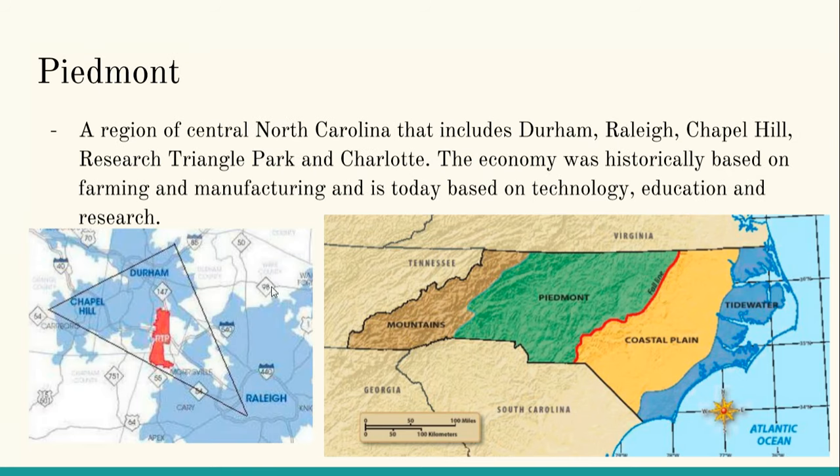Next is the Piedmont. Piedmont includes Research Triangle and RTP. The central part of North Carolina includes Durham, Raleigh, Chapel Hill, RTP, and Charlotte. The economy in the Piedmont is historically based mostly on manufacturing, a little bit of farming, mostly subsistence farming, and manufacturing is mostly how the Piedmont made its money throughout its history. Today, the economy in the Piedmont is based on technology, education, and research.